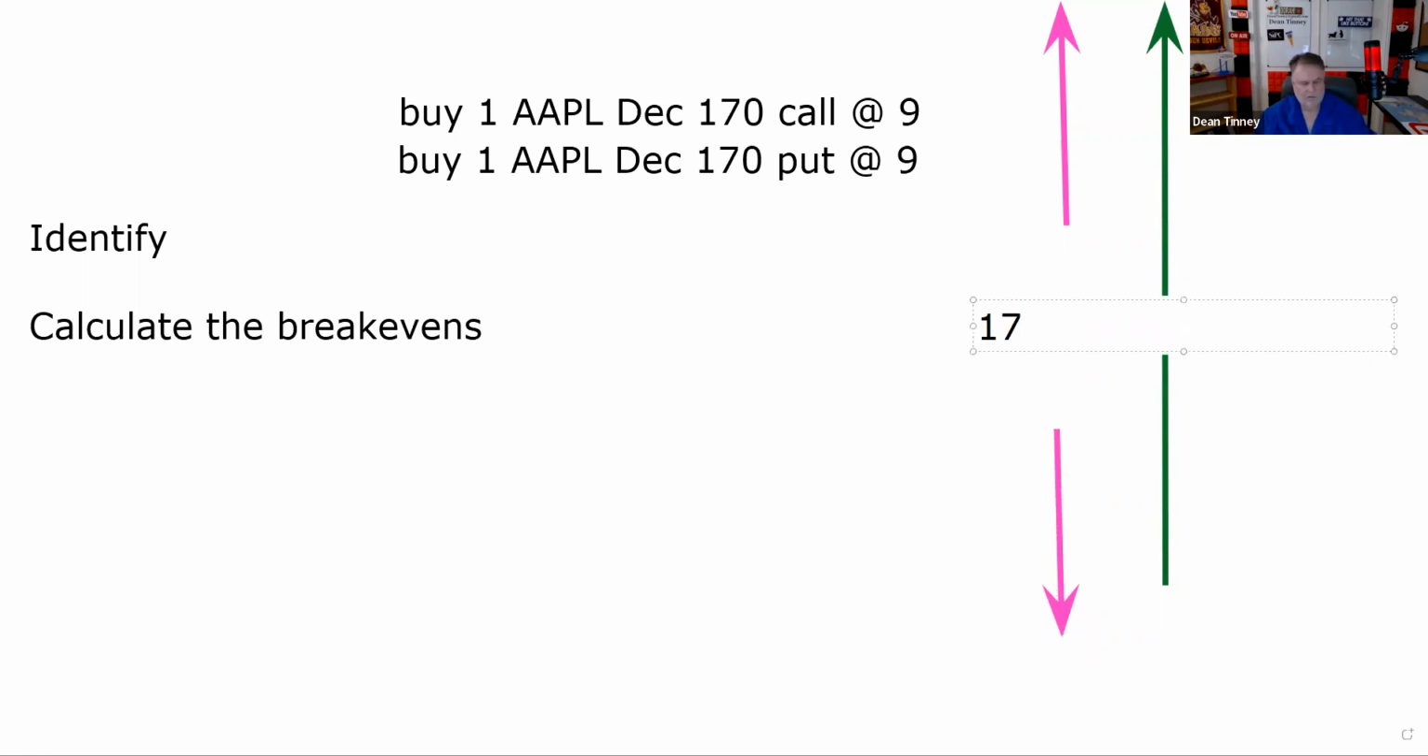So if this was just a 170 call, you tell me 179. If this was just a 170 put, you tell me 161. But here we're going to have two break-evens. We're going to have our upside break-even, and we're going to have our downside break-even.